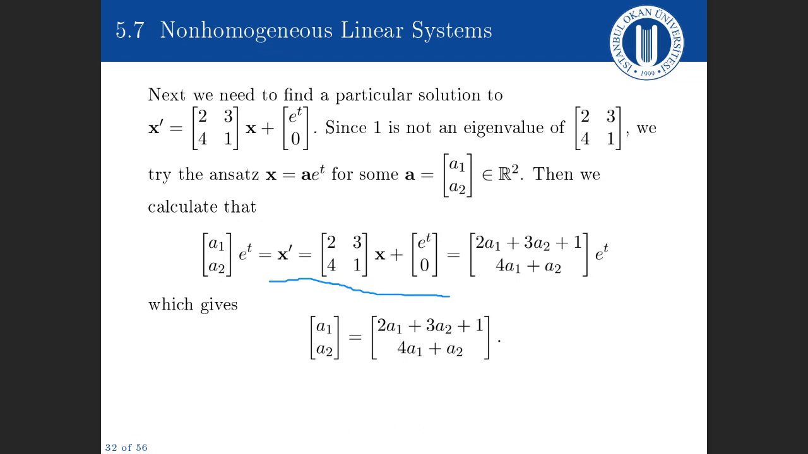Cancel the e to the power t's. We must have that (a1, a2) is equal to (2a1 plus 3a2 plus 1, 4a1 plus a2). This is easier than the last one. To satisfy this, we need a1 is 0 and a2 is minus a third. So therefore, a particular solution to this orange differential equation must be (0, minus a third) e to the power t.